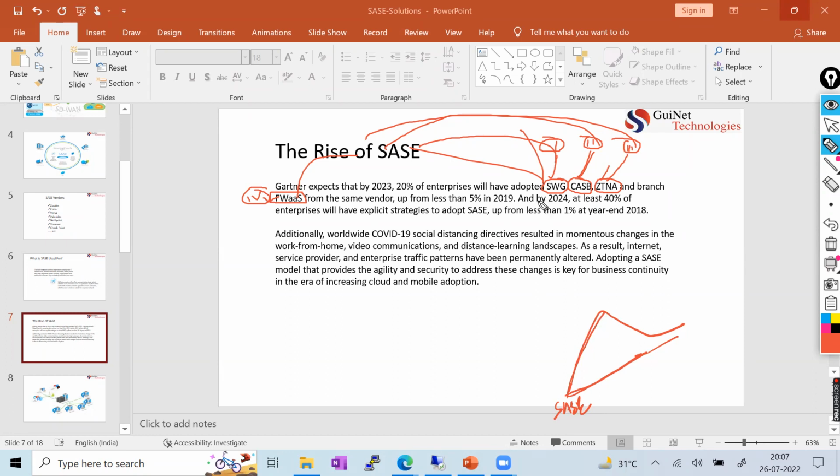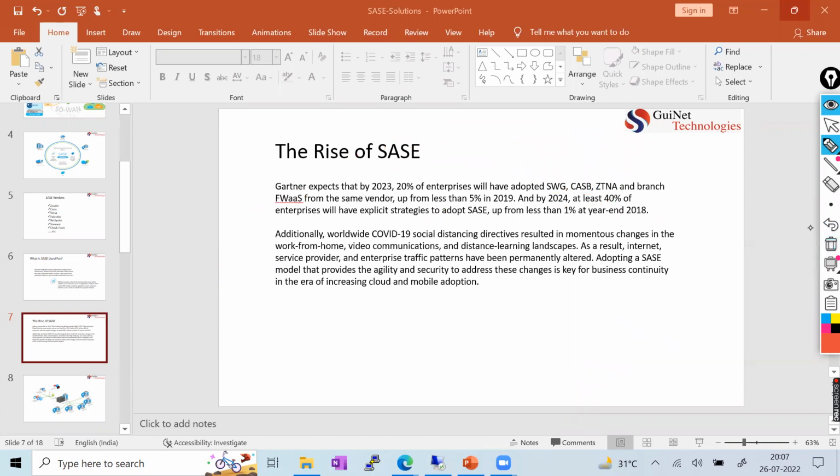And you can see that by 2024, at least 40% of enterprises will start adopting SASE, whereas it was less than 1% in 2021. In the future, there is a lot of growth in SASE use for enterprise customers. Why? Because of COVID-19 worldwide. When this virus was discovered, everyone started working from home, and at this time SASE became a requirement.